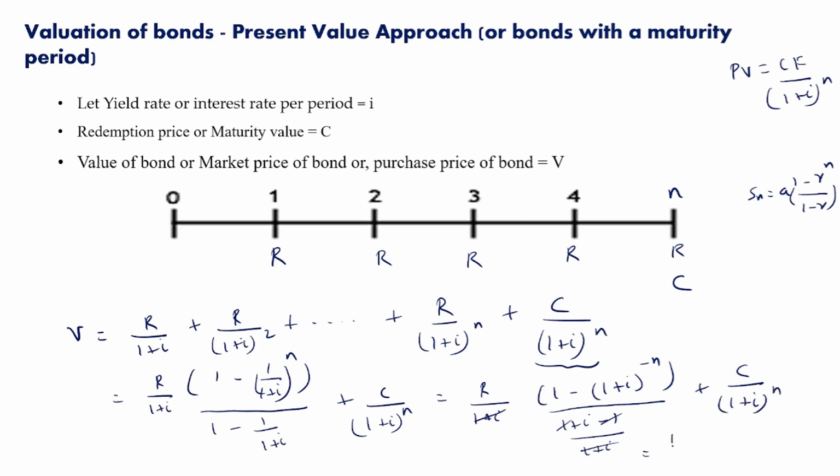So this is equal to R into 1 minus 1 plus I the whole raised to minus n upon I, plus C into 1 plus I the whole raised to minus n. So this is how we can find the value of the bond or the purchase price of the bond.